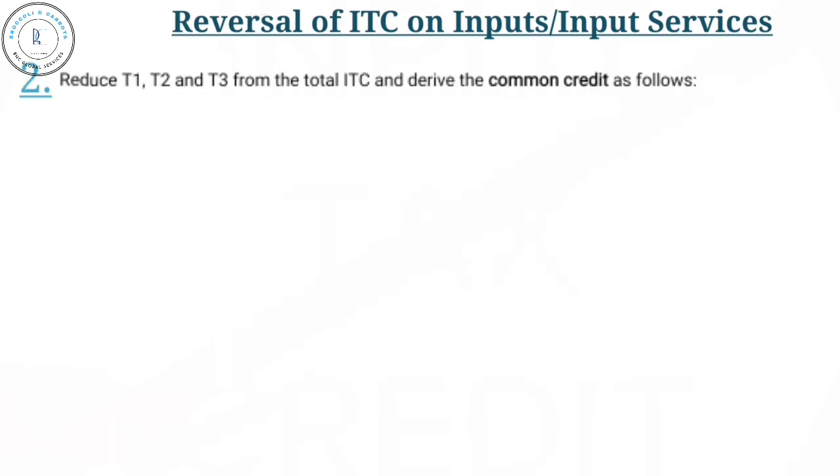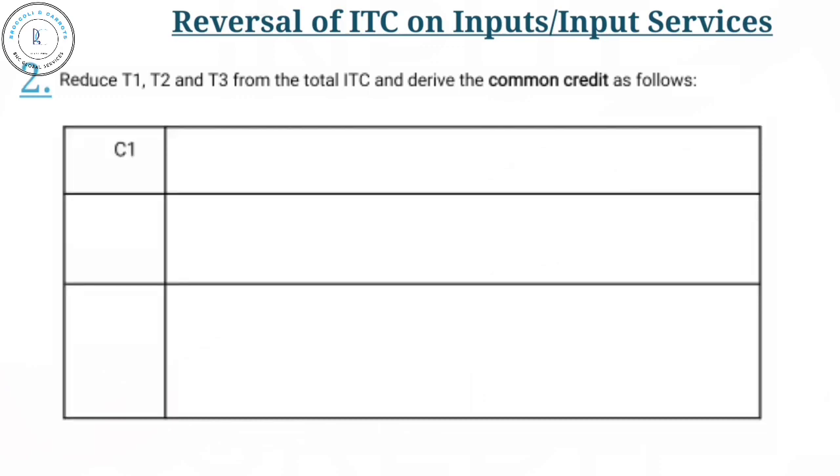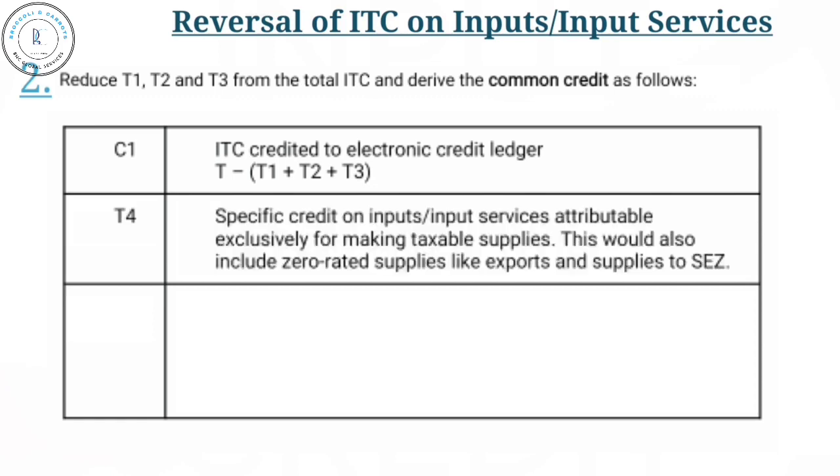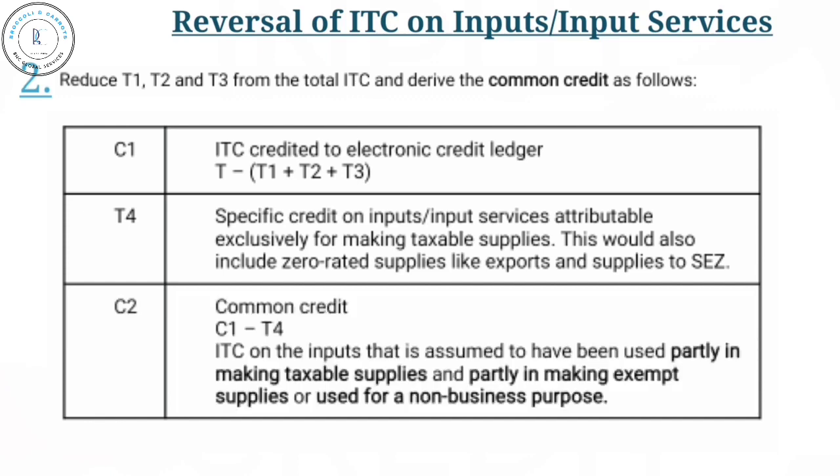Reduce T1, T2 and T3 from the total ITC and derive the common credit as follows. C1: ITC credited to electronic credit ledger, T1 plus T2 plus T3. D4: specific credit on inputs or input services attributable exclusively for making taxable supplies. This would also include zero-rated supplies like exports and supplies to SEZ. C2: common credit, C1 minus D4. ITC on the inputs that is assumed to have been used partly in making taxable supplies and partly in making exempt supplies or used for a non-business purpose.